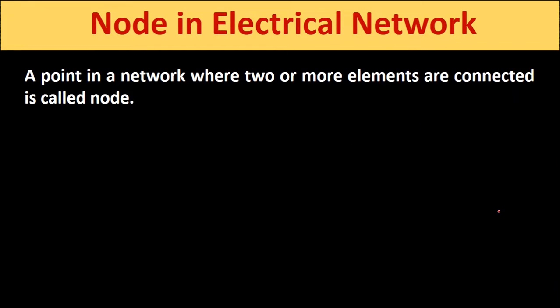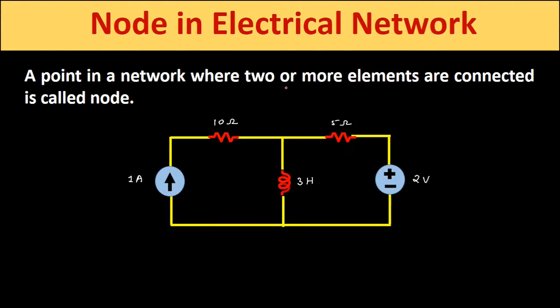Next is node in the electrical network. A point in the electrical network where 2 or more elements are connected is called as node. So again we will take this example. Here you can see 1 ampere current source and 10 ohm resistor is connected at this point. Therefore this is node number 1 for this circuit.